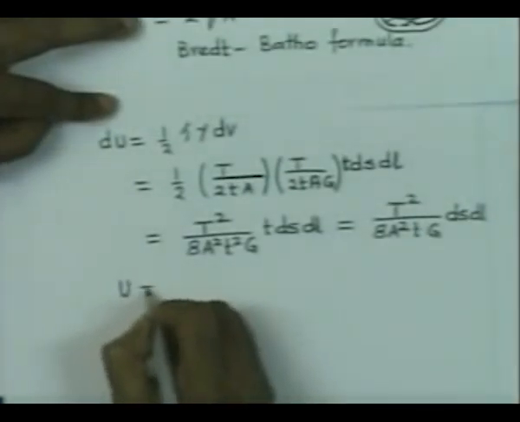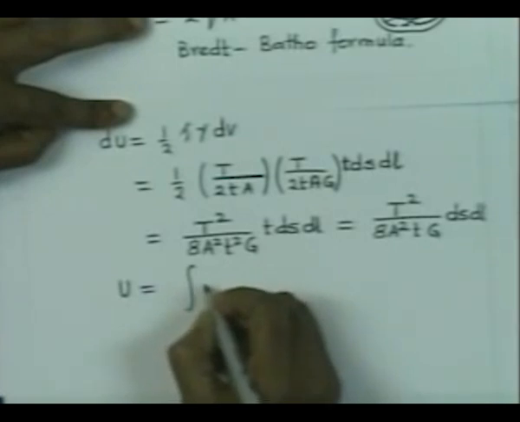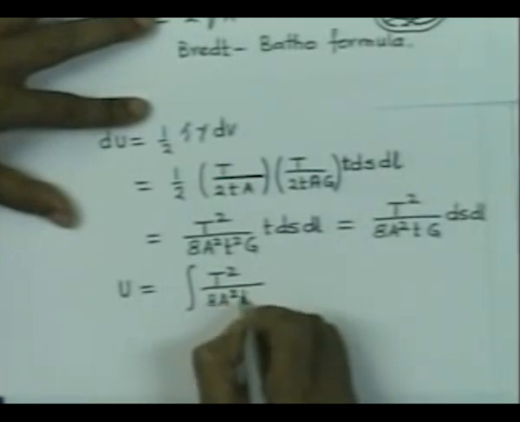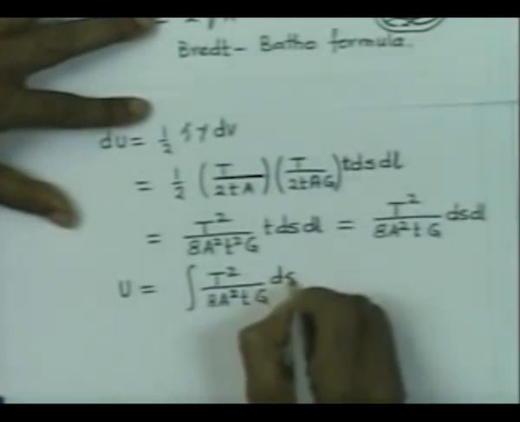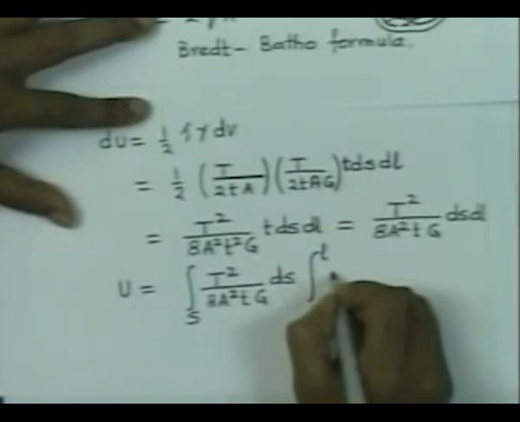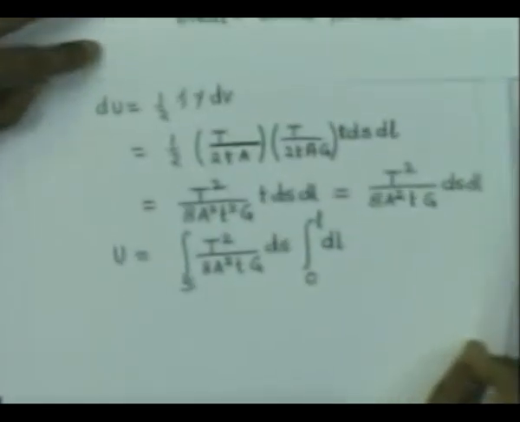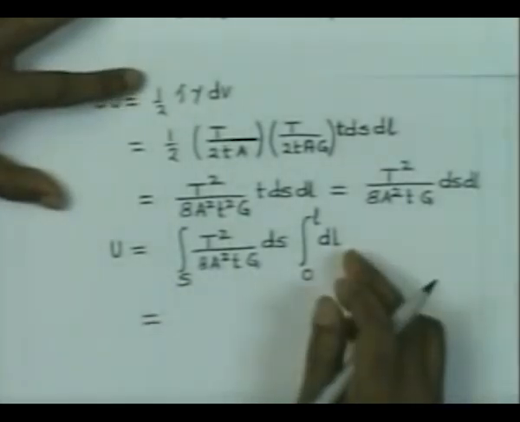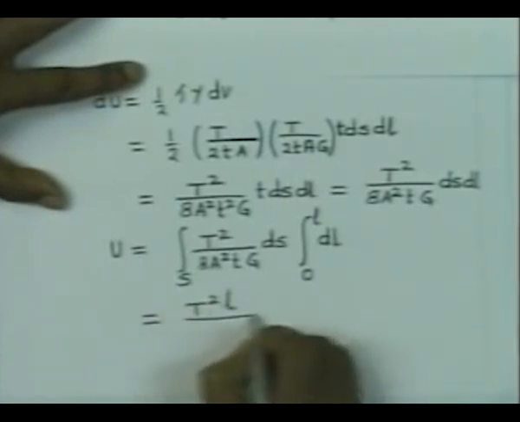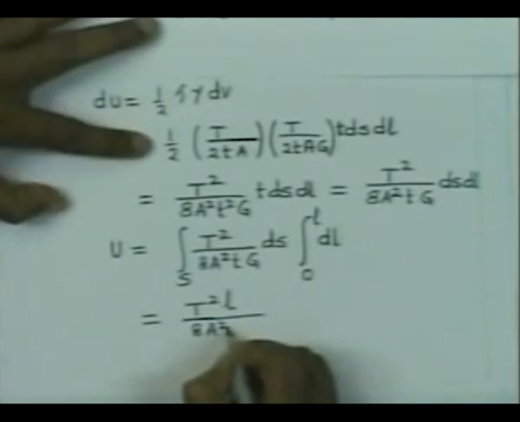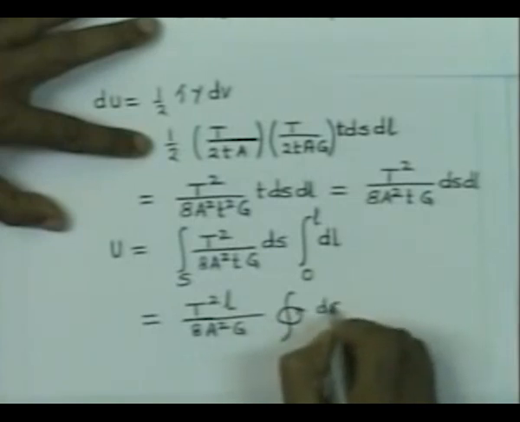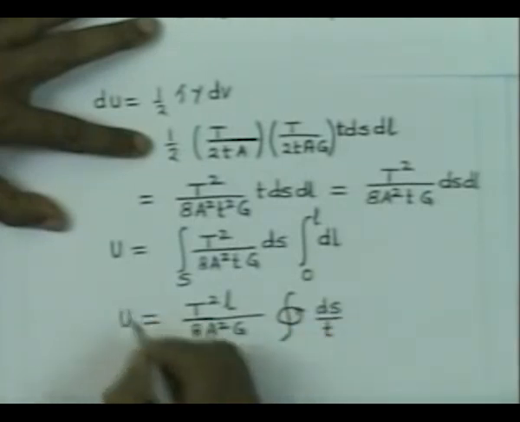The total energy is therefore obtained by integration of T square by 8 A square T G ds over the boundary, and this L is 0 to L. Since L can be integrated easily, T is constant, and we have T square L by 8 A square G times the integration of the quantity ds by T. So, U is this one.